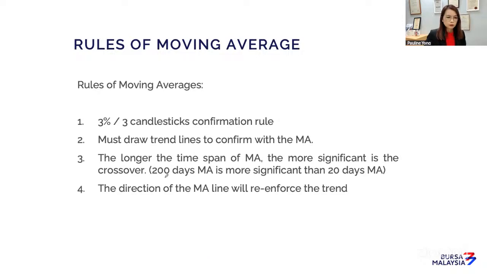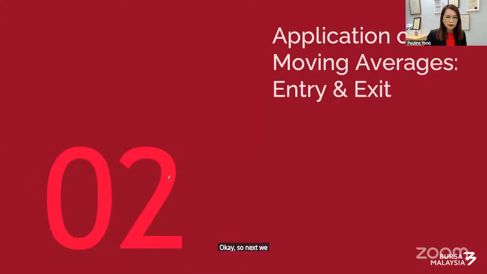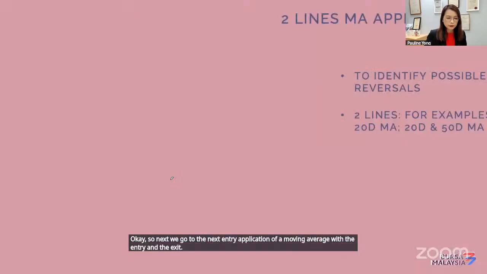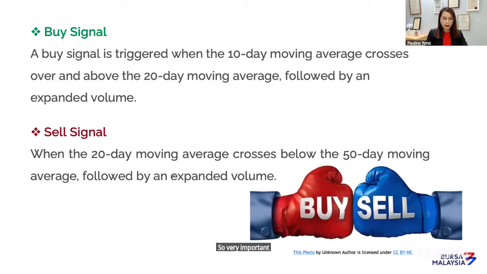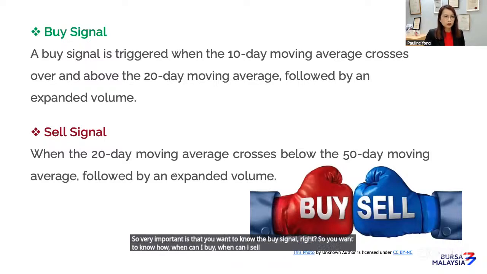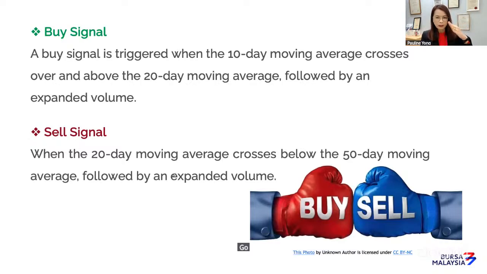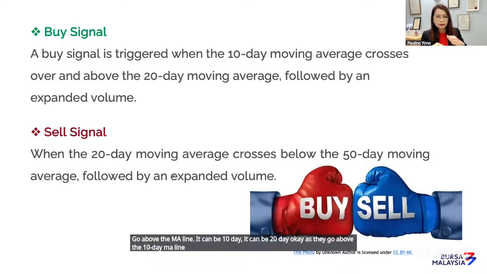Okay, so next we go to the entry application of a moving average, with the entry and the exit. Very important is that you want to know the buy signal. You want to know when can I buy, when can I sell. So the first simple strategy is that you use the buy signal as when the price goes above the MA line. It can be 10-day, can be 20-day. As it goes above the 10-day MA line, then you can see this as a buy.